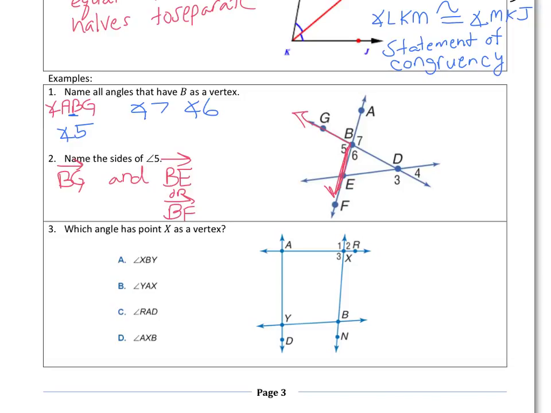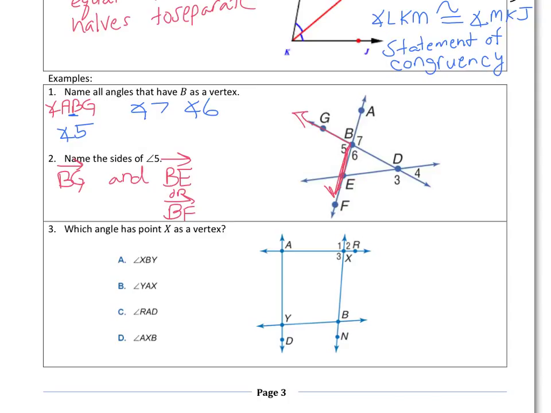Okay, number 3. Which angle has point X as a vertex? Here, it's a capital letter X, so we know that is labeling that point there. What angle has that as a vertex? Well, we're going to have to go one by one. Angle XBY, so XBY, that does not have X as a vertex.